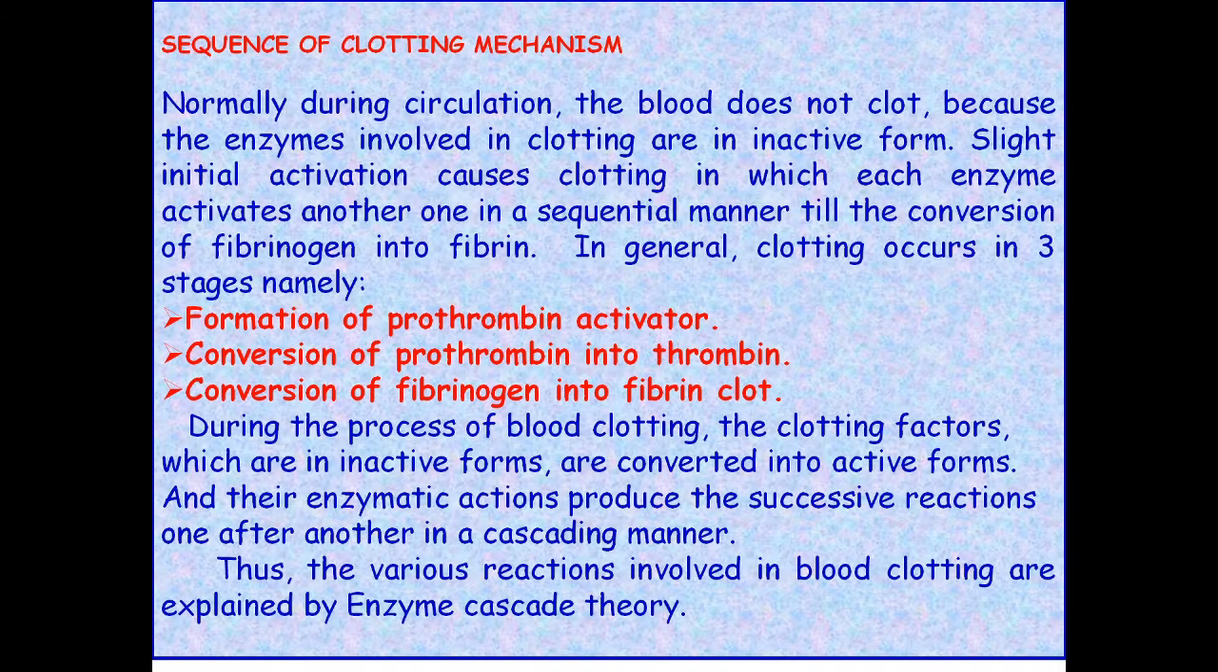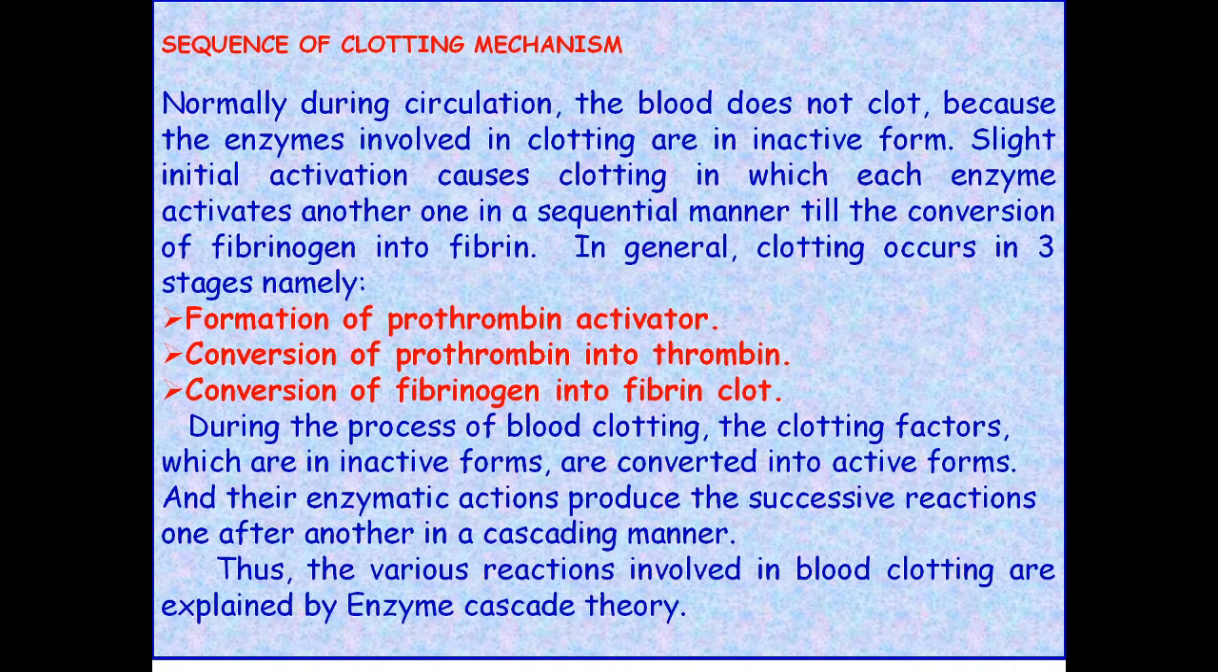Normally during circulation the blood does not clot, because the enzymes involved in clotting are in inactive form. Slight initial activation causes clotting, in which each enzyme activates another one in a sequential manner until the conversion of fibrinogen into fibrin. In general, clotting occurs in three steps as we have earlier discussed: formation of prothrombin activator, conversion of prothrombin into thrombin, and conversion of fibrinogen into the fibrin clot.